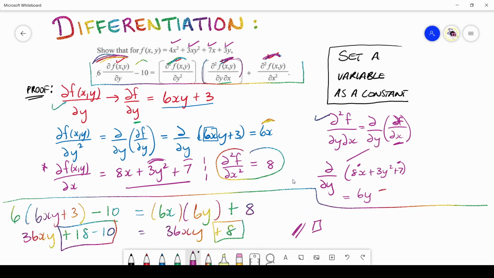So we have proven that using implicit differentiation, that 6 delta x delta f delta y minus 10 is equal to that right hand side. That's pretty long to see.